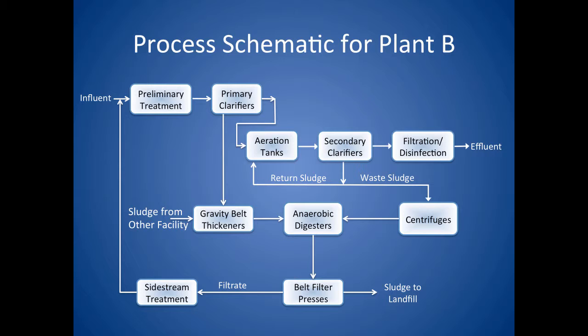This is the overall plant schematic for Plant B. Some highlights of the plant's process are as follows. Primary sludge and sludge from a neighboring facility are both thickened on gravity belt thickeners before being fed to the anaerobic digesters for stabilization. Waste-activated sludge is thickened in centrifuges before being fed to the anaerobic digesters for stabilization. Belt presses are used to dewater the digested sludge prior to disposal at a landfill. Filtrate undergoes side stream treatment before being recycled to the head of the plant.